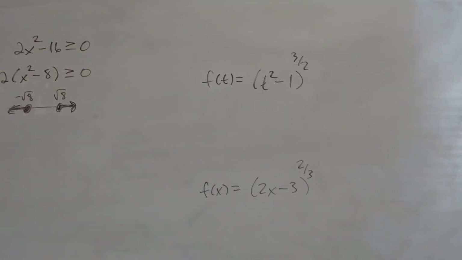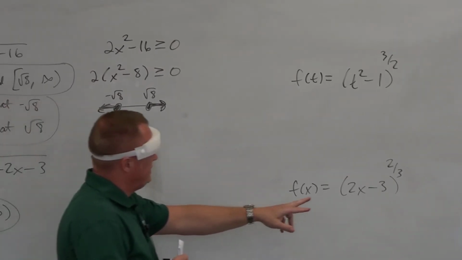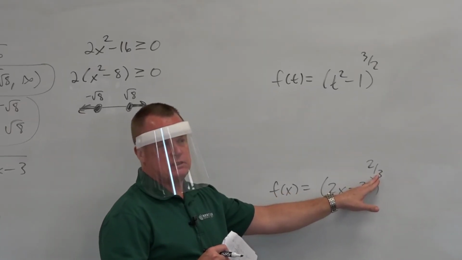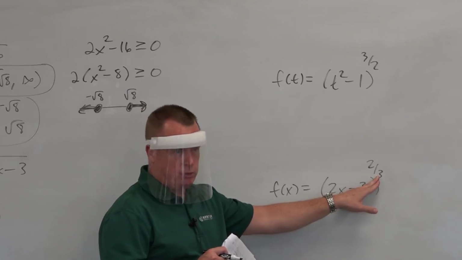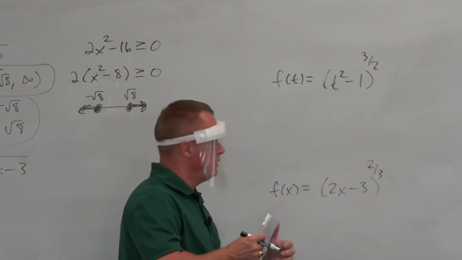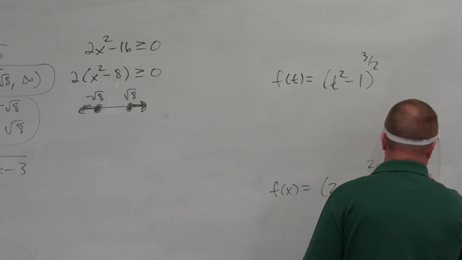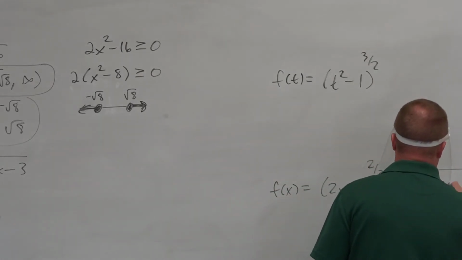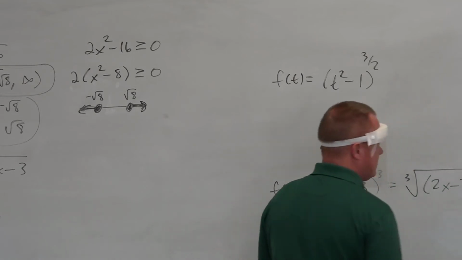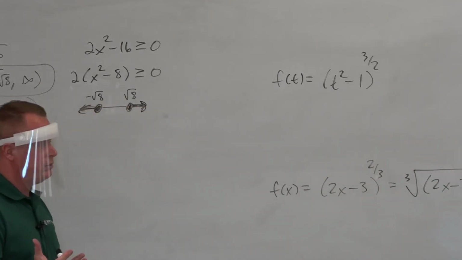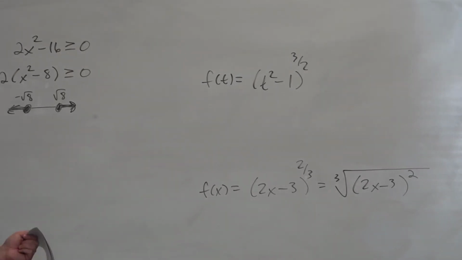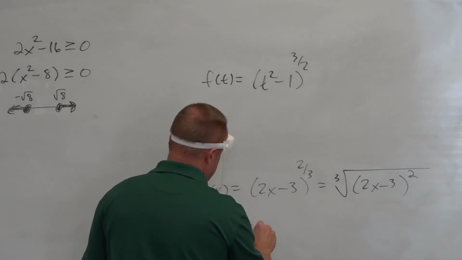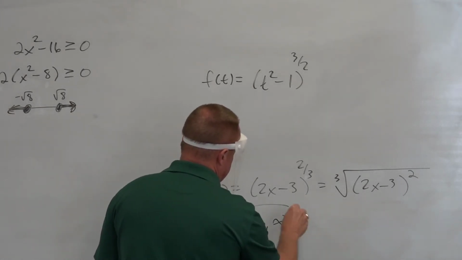Now, the fractional exponents, right? If I've got, like say on the bottom, the 2/3, what does the 3 represent? The 3 means what? Cube root. 2 means exponent 2. So I could rewrite that as the cube root of 2x minus 3 squared. That's the same thing. All right. Well, for a cube root, is there anything that I can't have under the radical? No. This one is continuous everywhere. Okay?